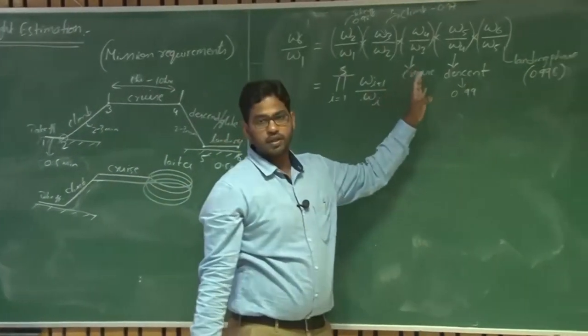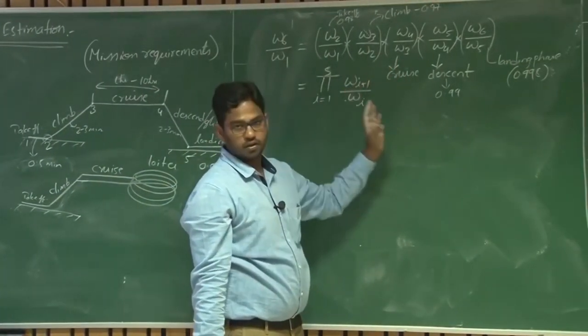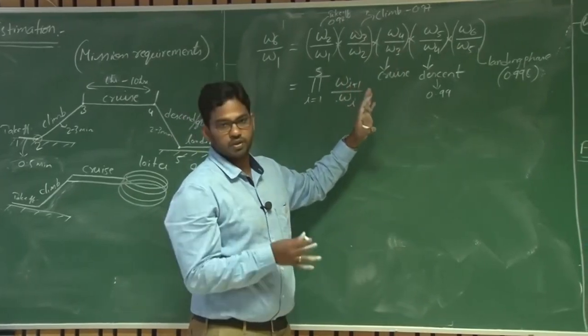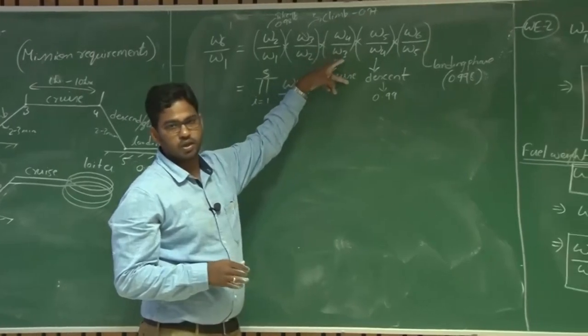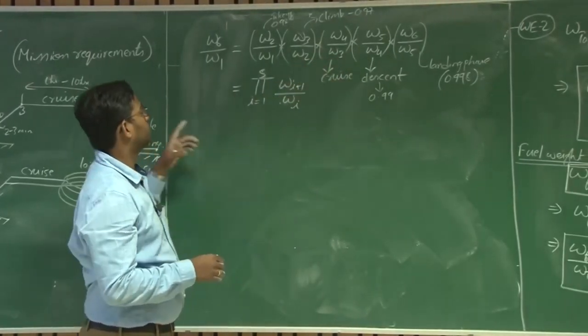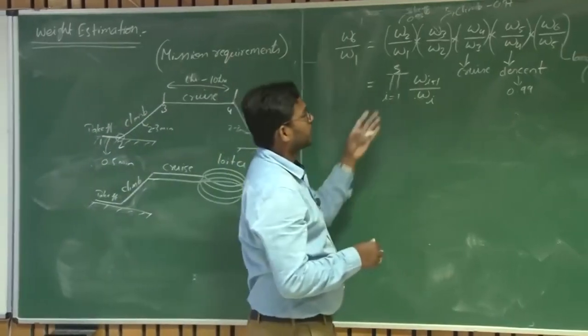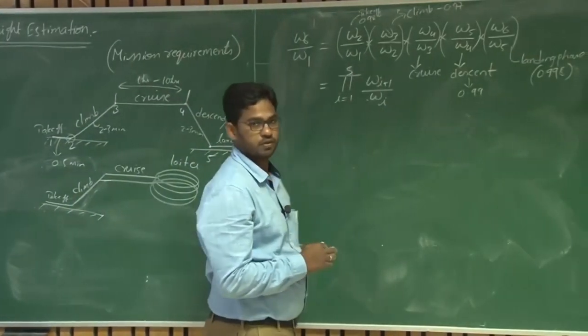To start with the initial estimate, the unknown is this cruise part, because the other things can be considered from the historical database. Your new design will vary because the fuel weight ratio of your new design will majorly differ from the previous design because of this cruise and loiter phase, this W4 by W3 phase. Now, how do we figure out this W4 by W3 phase?